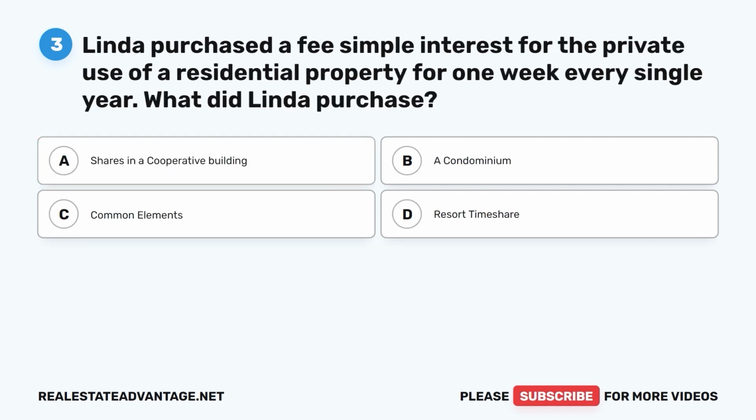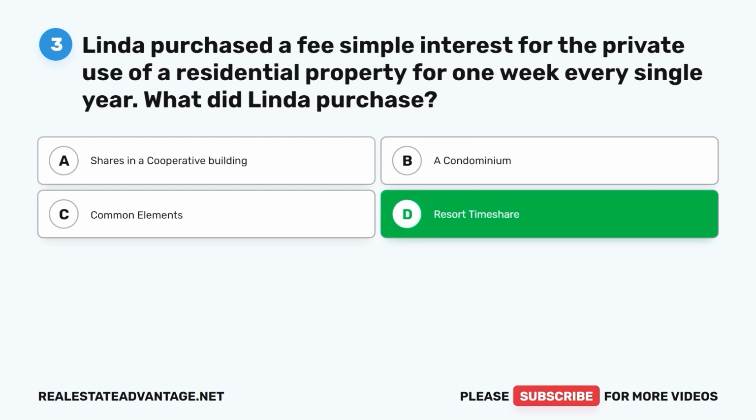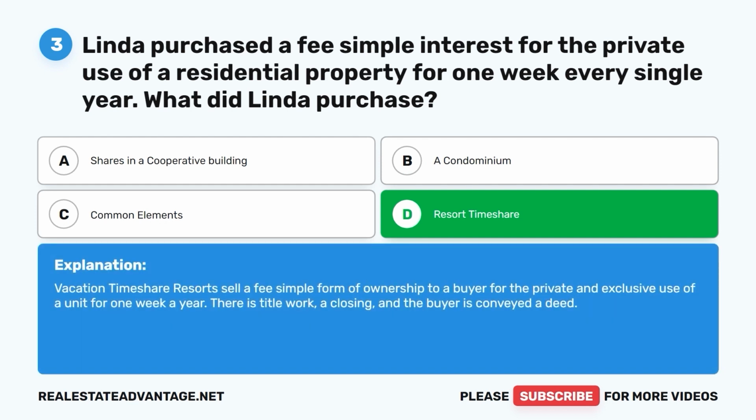Question 3. Linda purchased a fee simple interest for the private use of a residential property for 1 week every single year. What did Linda purchase? A. Shares in a cooperative building, B. A condominium, C. Common elements, D. Resort timeshare. The correct answer is D. Resort timeshare. Vacation timeshare resorts sell a fee simple form of ownership to a buyer for the private and exclusive use of a unit for 1 week a year. There is title work, a closing, and the buyer is conveyed a deed.